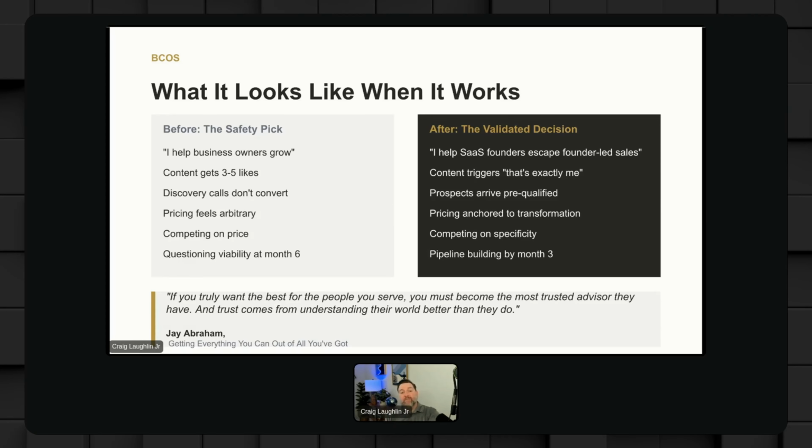Let me show you the other side, because I don't want anyone leaving today only feeling the weight of what goes wrong, right? I want you to see what it looks like when the decision is made well. Same coach, same expertise, same certifications. The only thing that changed was the niche decision.